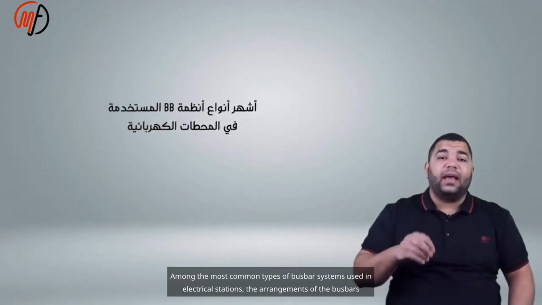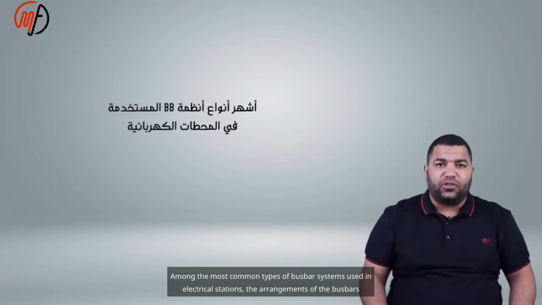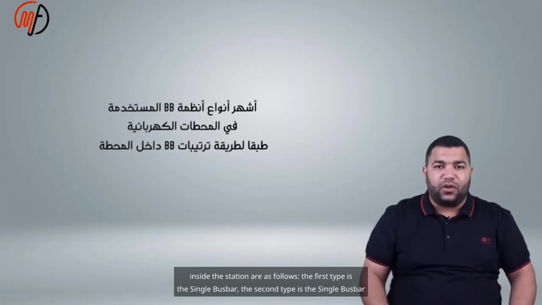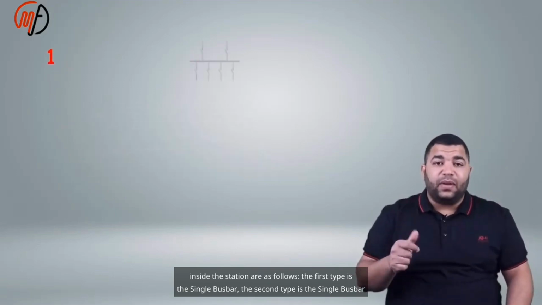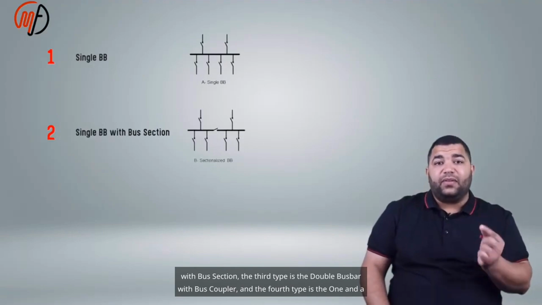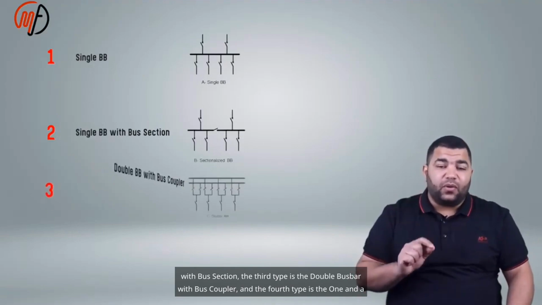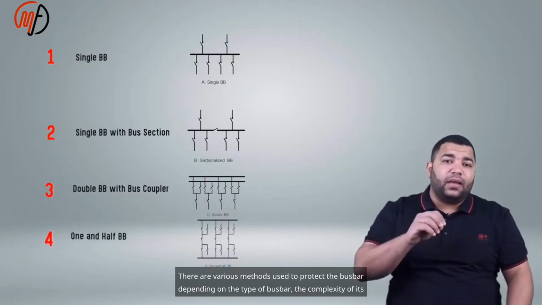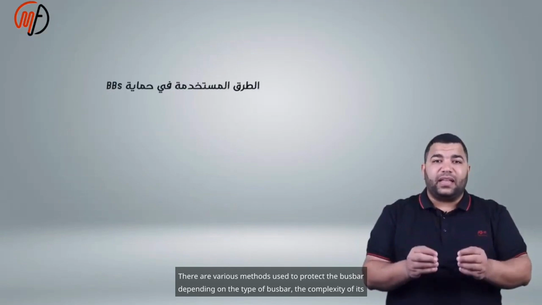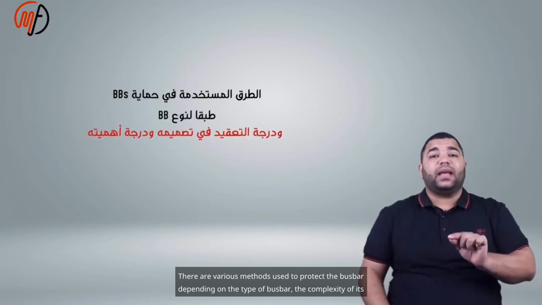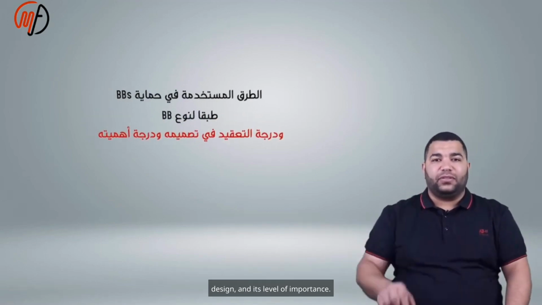Among the most common types of bus bar systems used in electrical stations, the arrangements of the bus bars inside the station are as follows. The first type is the single bus bar, the second type is the single bus bar with bus section, the third type is the double bus bar with bus coupler, and the fourth type is the 1.5 bus bar. There are various methods used to protect the bus bar depending on the type of bus bar, the complexity of its design, and its level of importance.